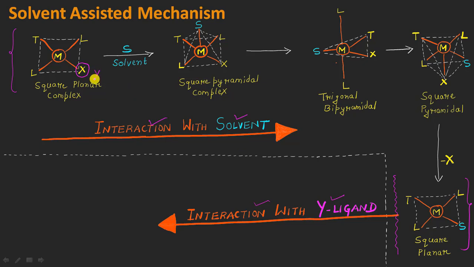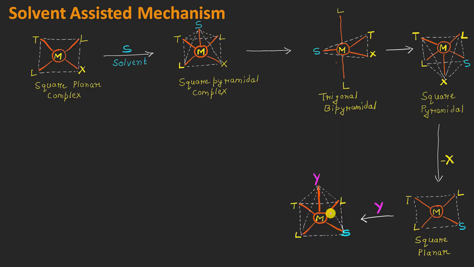But before Y comes here, what is happening? S is replacing this X here, giving this type of square planar complex, to which now an interaction will start with the Y ligand, right? So the mechanism goes like this. Once again, the Y ligand will come here, giving electrons to the empty pz metal orbitals, resulting in the formation of this kind of bond here. And this is the square pyramidal geometry.